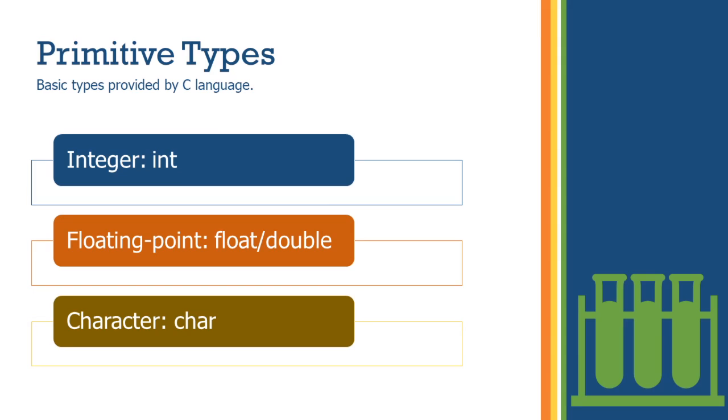Now we are talking about the details of types. Primitive types means basic types provided by the programming language. In C language, we have three kinds of types. They are integer, floating point, and character.